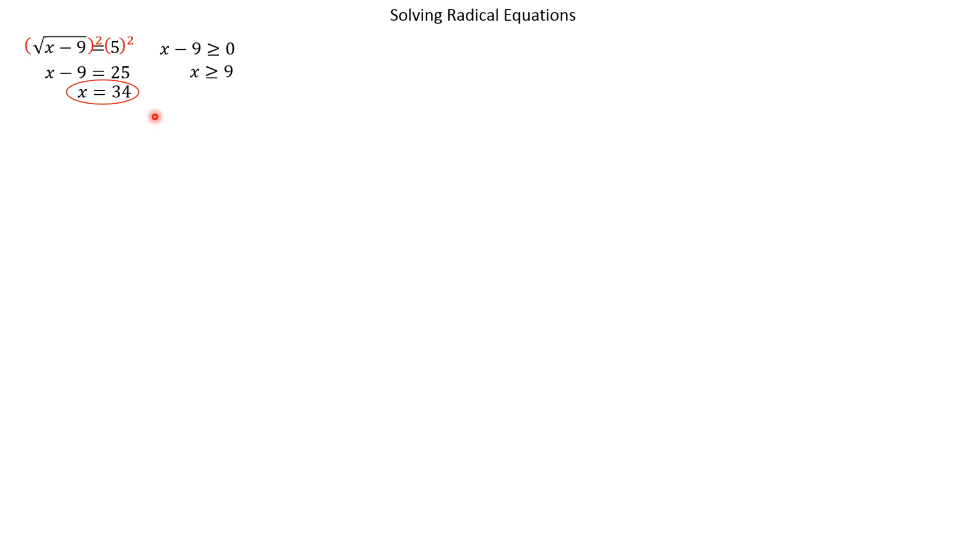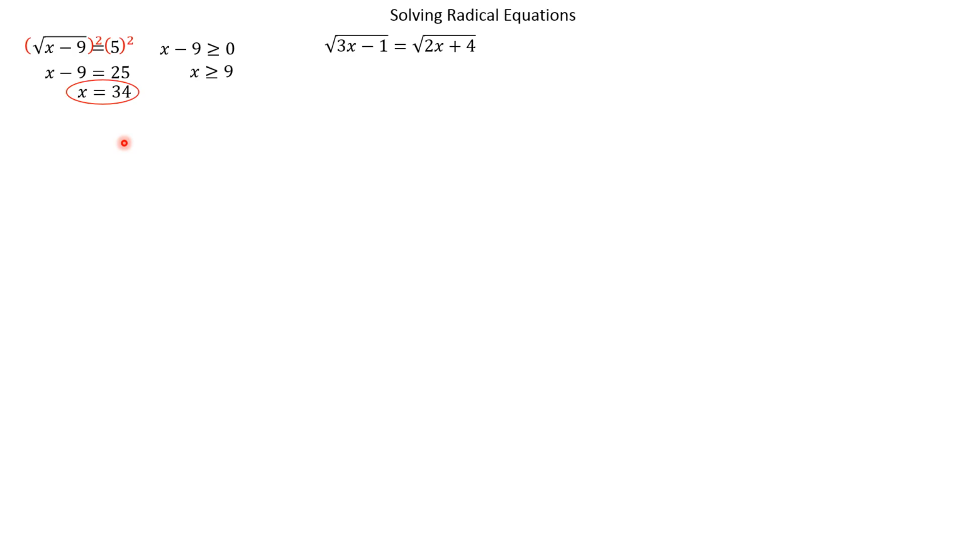And so that's the basic idea of what we're doing. The rest of the examples are just going to help firm that up and show you a couple other things that might happen along the way. So here's an example. We have a square root equals a square root. Square root of 3x minus 1 equals the square root of 2x plus 4.